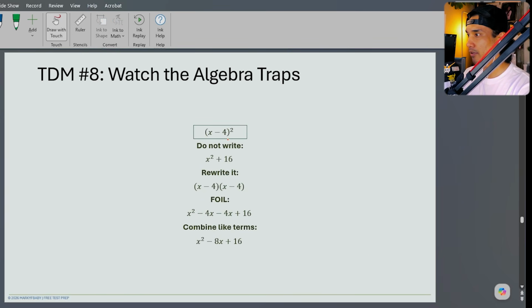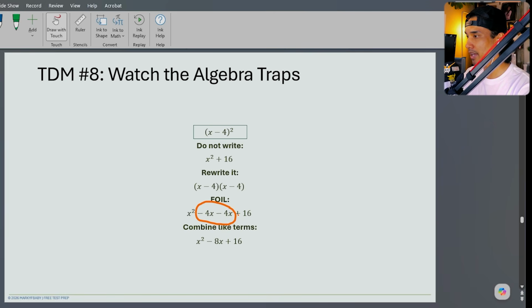Okay, over here, I have (x minus 4) squared, right? Do not write x squared plus 16. One would think that they would do that, right? To distribute this exponent, and then that's it. Well, rewrite it, and then you would FOIL, and then get this, and then this right here. People forget this right here.